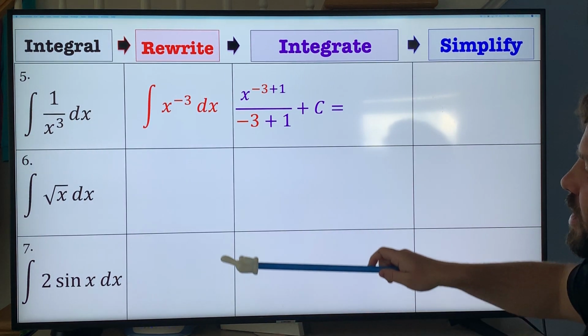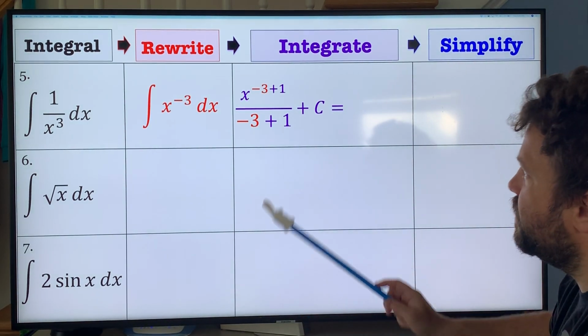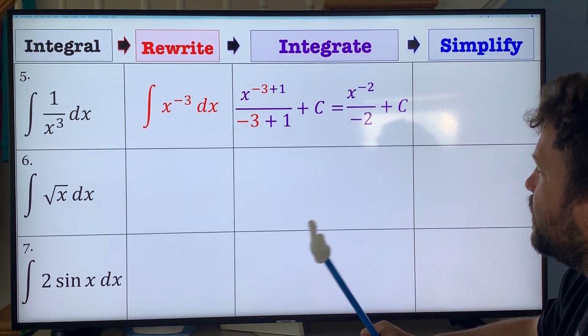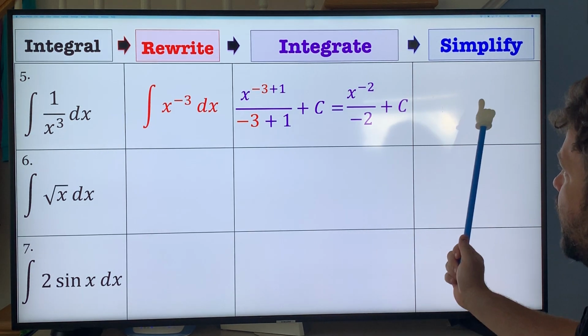Look at your number line. You have negative 3 over here. You're adding 1, so you go to the right. Negative 2. So this becomes x to the negative 2 over negative 2, and don't forget your plus c. How do you simplify this?